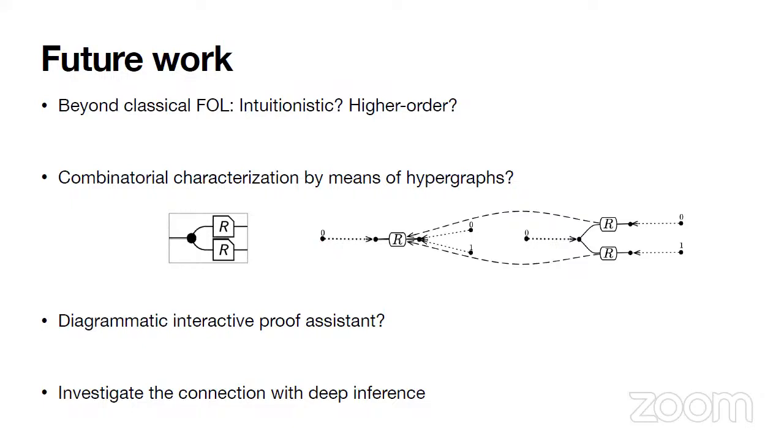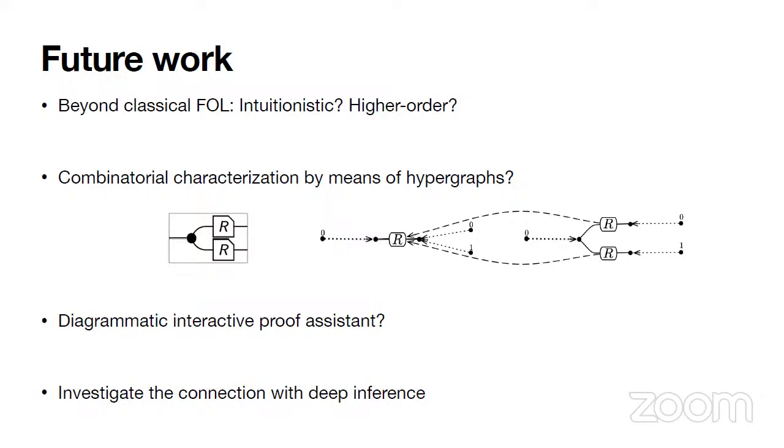As future work, we would like to go beyond the classical case, maybe account for intuitionistic or higher-order logics. There is a known combinatorial characterization of string diagrams for Cartesian bicategories in terms of hypergraphs, open hypergraphs, and these give us a data structure for string diagrams, but also pave the way for a possible diagrammatic and hopefully interactive proof assistant for these kinds of things.